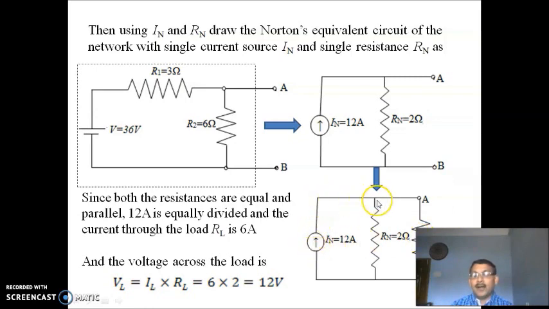Therefore this 12 ampere current is equally divided. That means 6 ampere current will flow through this resistance, and another 6 ampere current will flow through this load resistance. Therefore the current through the load resistance is 6 ampere. Okay. Now what is the voltage across this load resistance, which will be 6 into 2, which gives 12 volt. Therefore by using Norton theorem, we can calculate the current through a load and also voltage across this load. And by using Thevenin theorem or by using Norton theorem, we can easily calculate these two values.